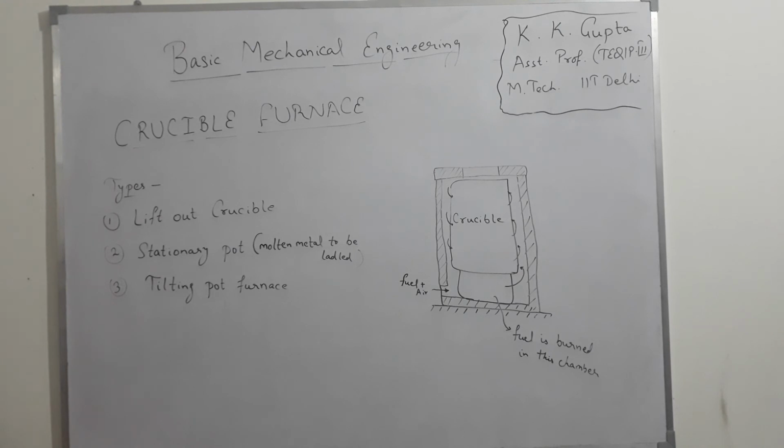After the metal is melted in the crucible, in the first, lift out crucible, we lift out the crucible and remove the melted metal. In stationary pots, the crucible is fixed at the position and the melted metal is lifted out with the help of ladle. And third is tilting pot furnace. In this, crucible is just tilted and melted metal is removed from the crucible.